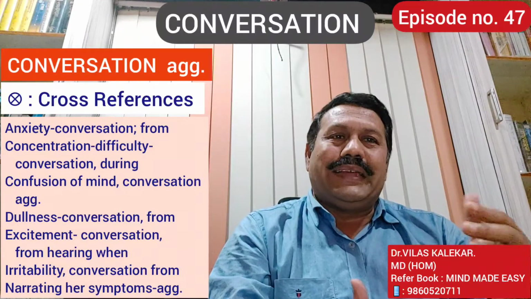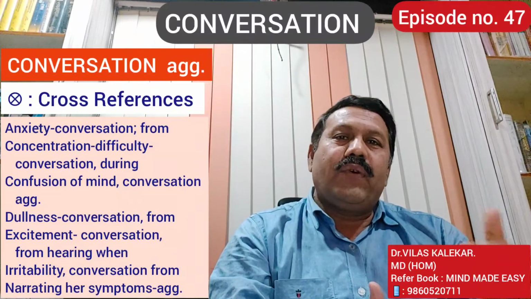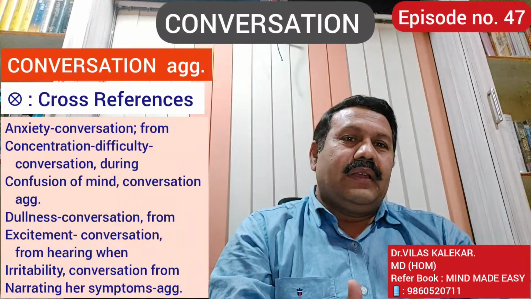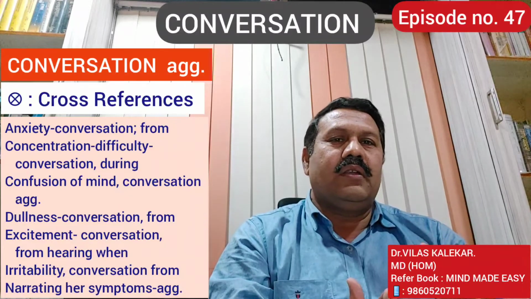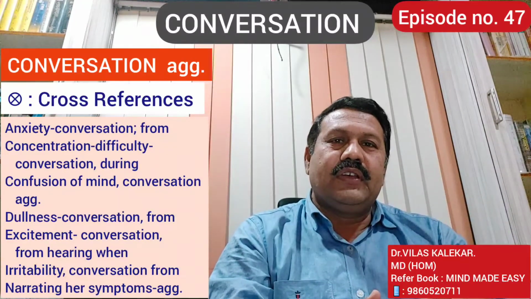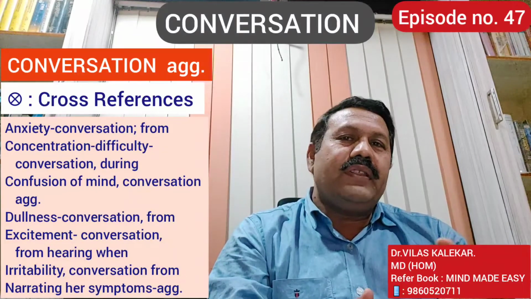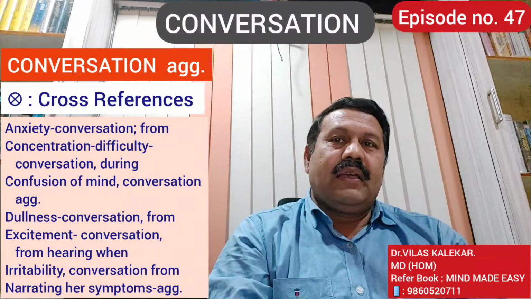Excitement means it is a feeling of lively and cheerful joy, the state of being emotionally aroused and worked up or stirred up emotions. This is excitement. The next cross reference irritable conversation from. Irritable means it is getting annoyed easily, showing anger, abnormal or excessive excitability of an organ or parts of body, or it is an emotional and behavioral symptom in humans. Someone is considered to be irritated when they have a short temper or are easily frustrated. This is irritable. And next cross reference narrating her symptoms aggravates.